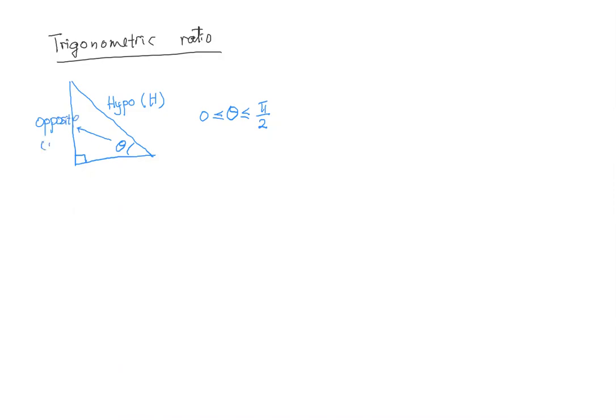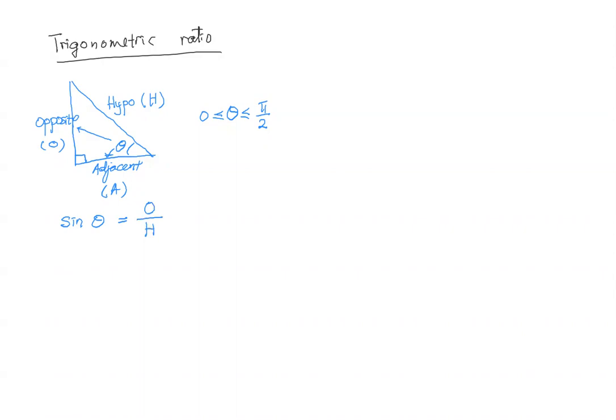The side that is opposite the angle, we call it the opposite. So we use O to represent. The one that is beside the angle, we call it the adjacent. And we use A to represent it. So we define our trigo ratio. We have 3. Sin of an angle means what? Opposite over hypotenuse. You cannot forget this.